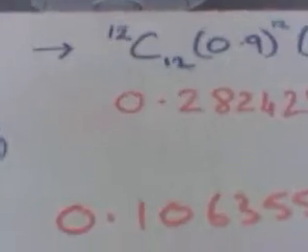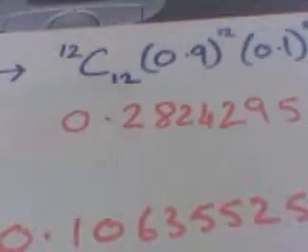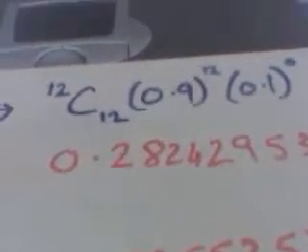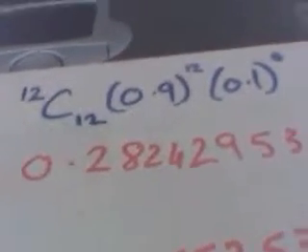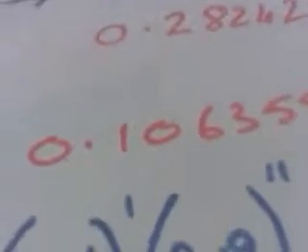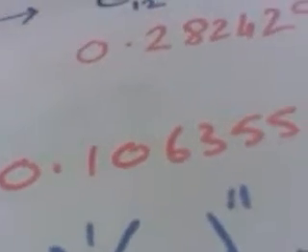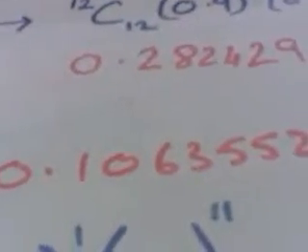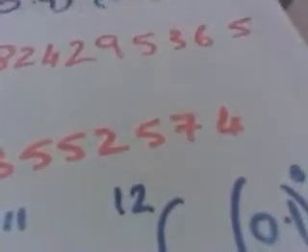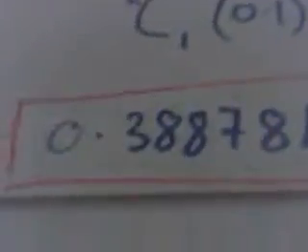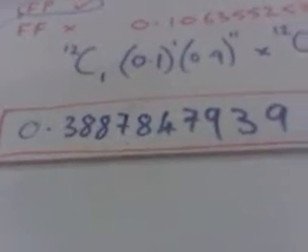So if my calculations are correct, we should have the probability of it just passing straight away is 0.2824, etc. The chance it failing for retest and then passing is 0.1063552574. Adding those together, the probability of the batch passing is 0.38837847939. Again, we'd normally put that to 3 significant figures, so 0.389.